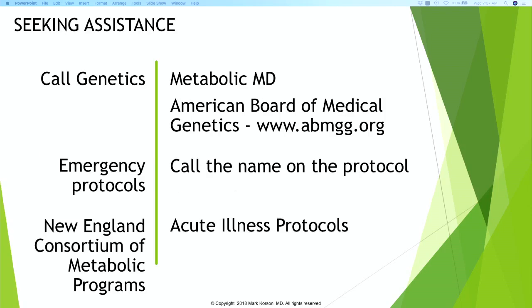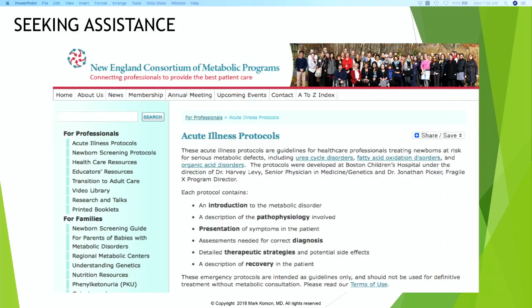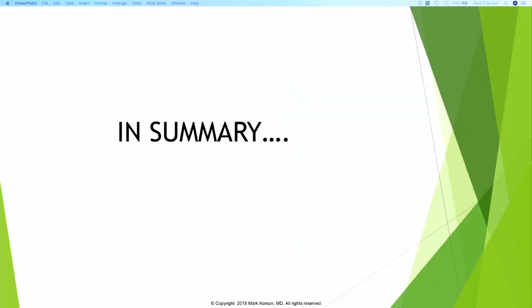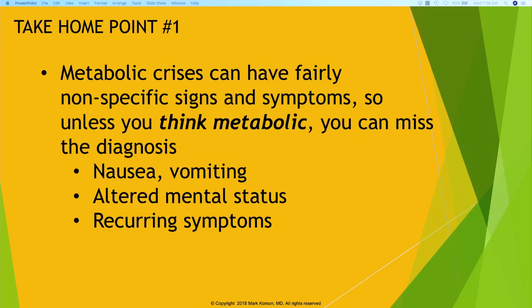A geneticist has done this before, and if you need to find them, you can look at the American Board of Medical Genetics to find who is near you. There are also emergency protocols online, and if you look below it, there's the New England Consortium of Metabolic Programs. They have illness protocols to follow if you're in that situation. But I would strongly advise you simply to find the nearest metabolic center. Everyone gets into these situations where we help. So in summary, metabolic crises can have fairly nonspecific signs and symptoms.